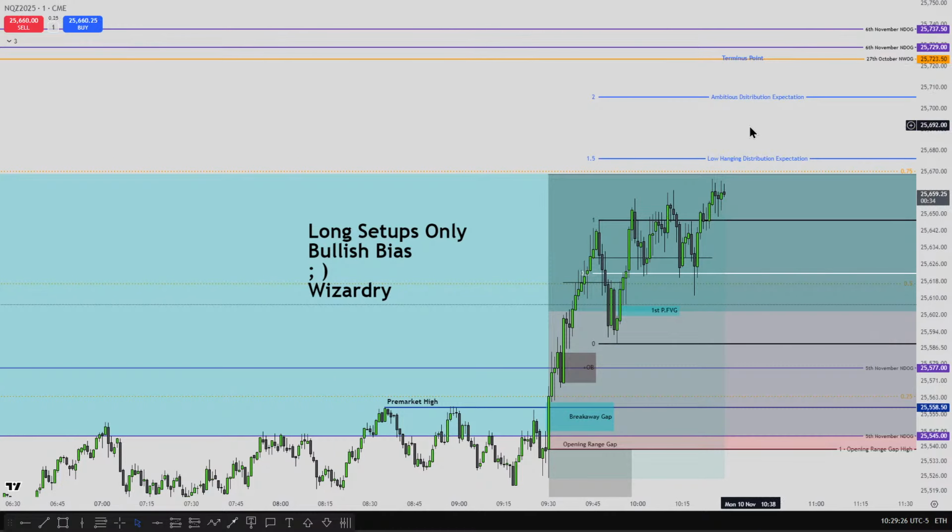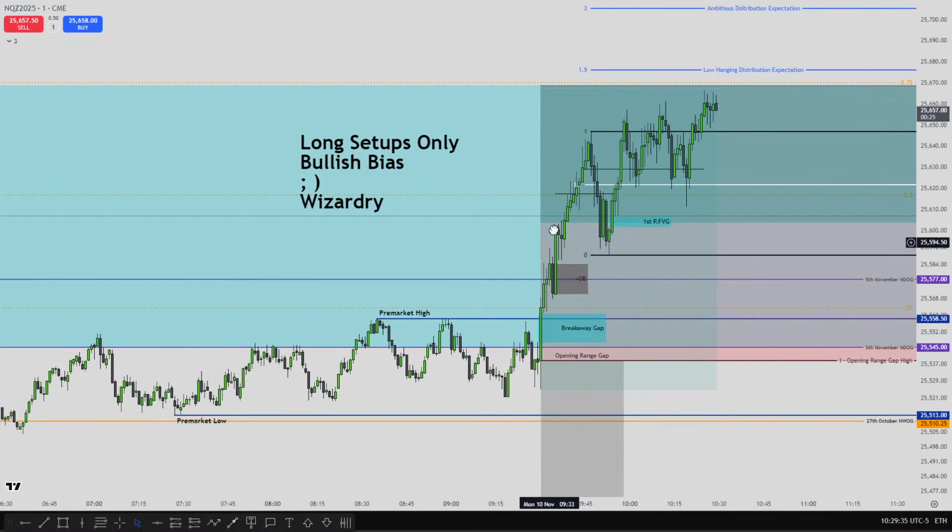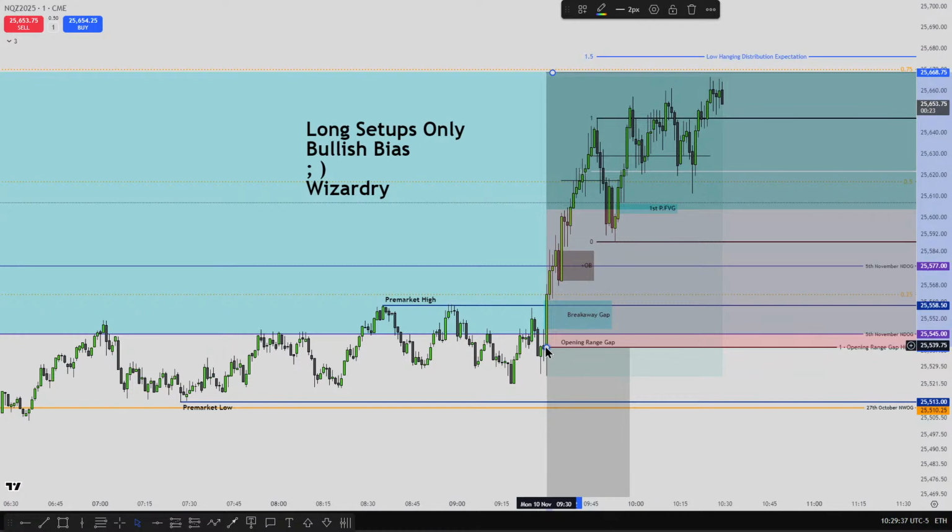Now, at the beginning of the stream, my terminus point was this, and you can see that based on the dealing range that we've had on screen for the entire stream, from the impulse price swing low with the body of the candle, not the wick.